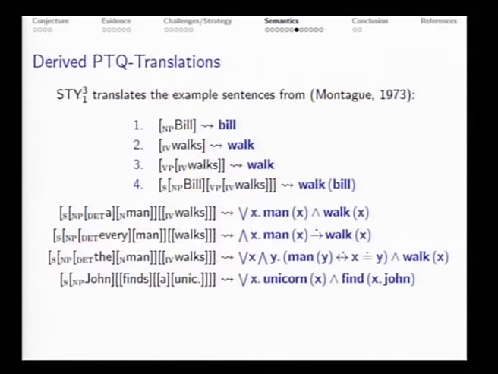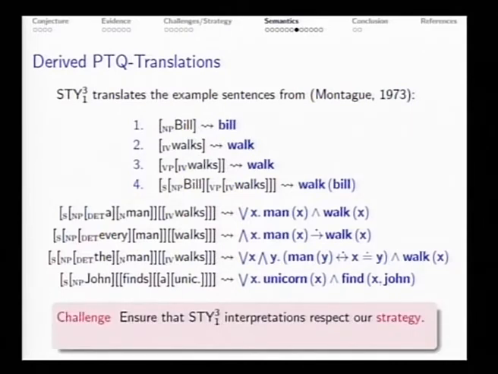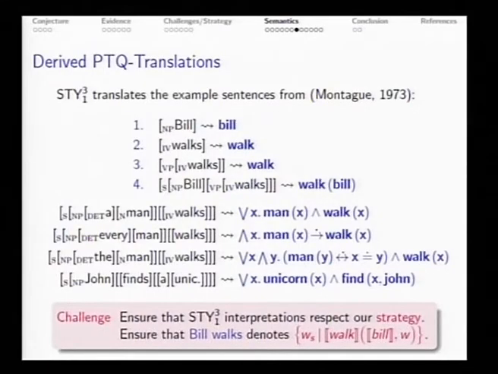But there is nothing until now that ensures that this interpretation in fact respects our strategy. So there is nothing to ensure that the sentence Bill walks is in fact interpreted as the set of indices in which the type E referent of Bill walks. For all that we've seen for now, Bill walks could very well be interpreted as the set of indices in which Mary runs, but this is of course undesirable.